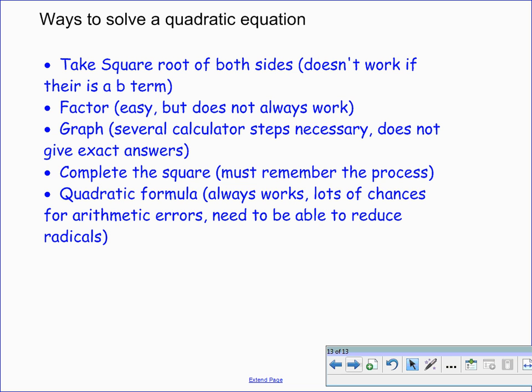We can complete the square, but you have to remember the process. Find b, divide it by 2, square it, add it to both sides, then factor each side individually, or you can use the quadratic formula. The quadratic formula always works, but there's lots of chances for arithmetic errors, and you have to be able to reduce radicals. The sub is now going to give you worksheets to work on.